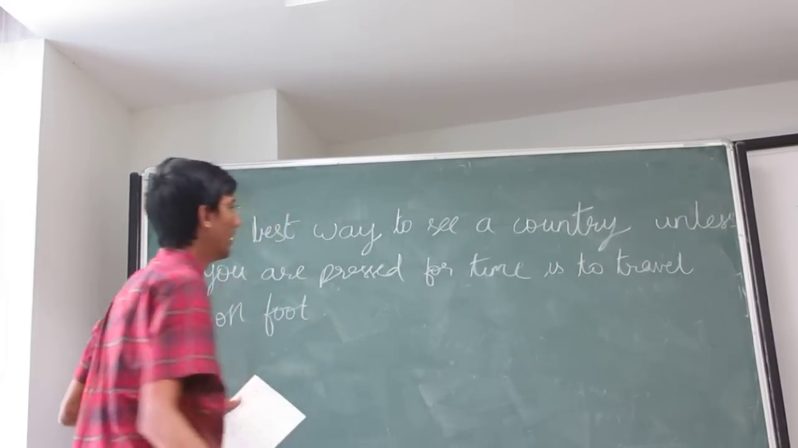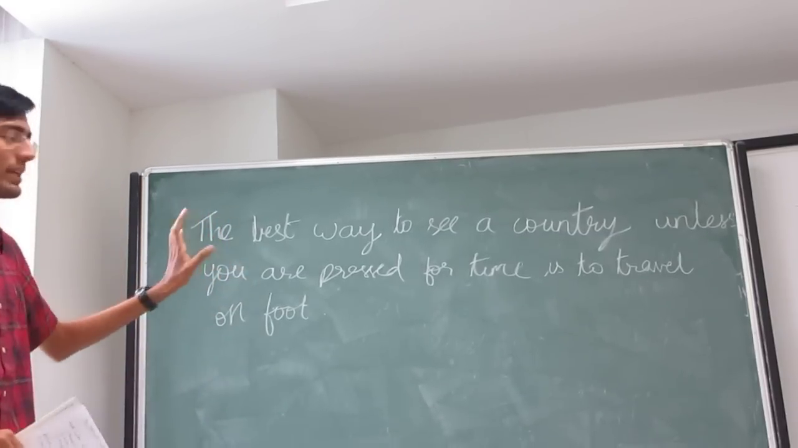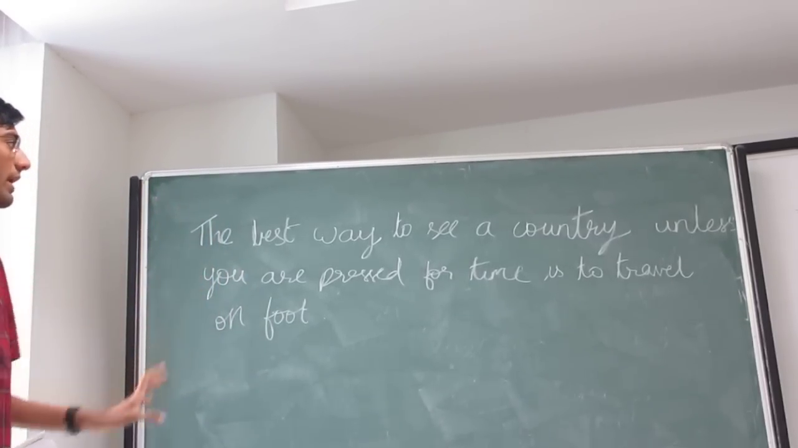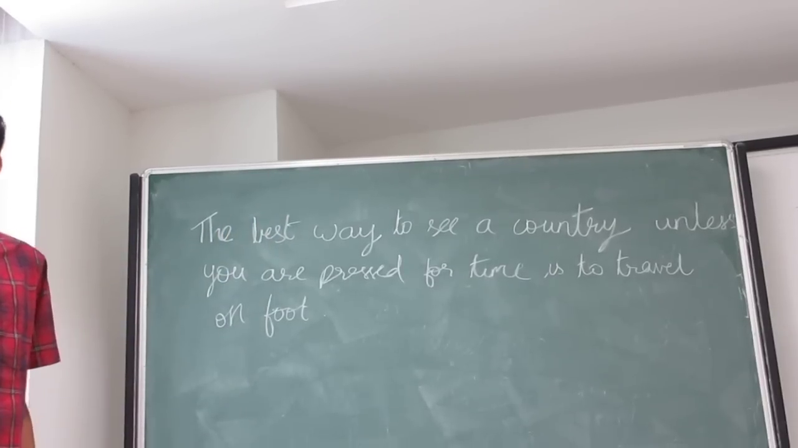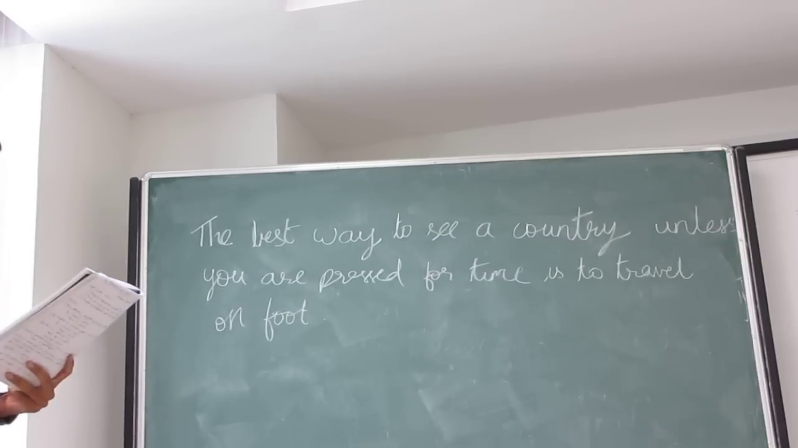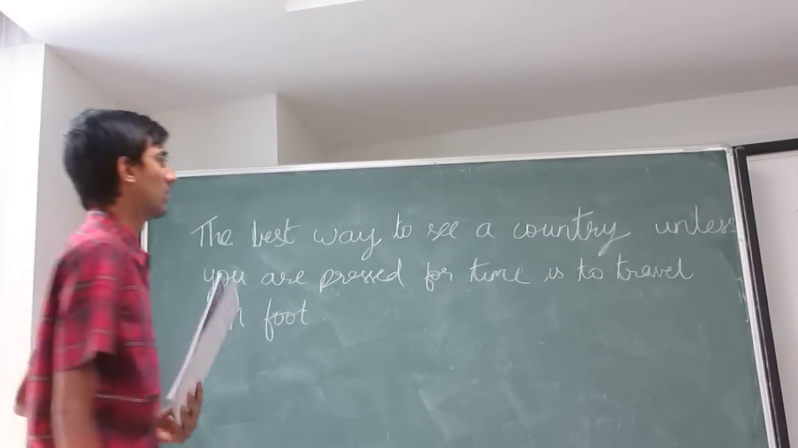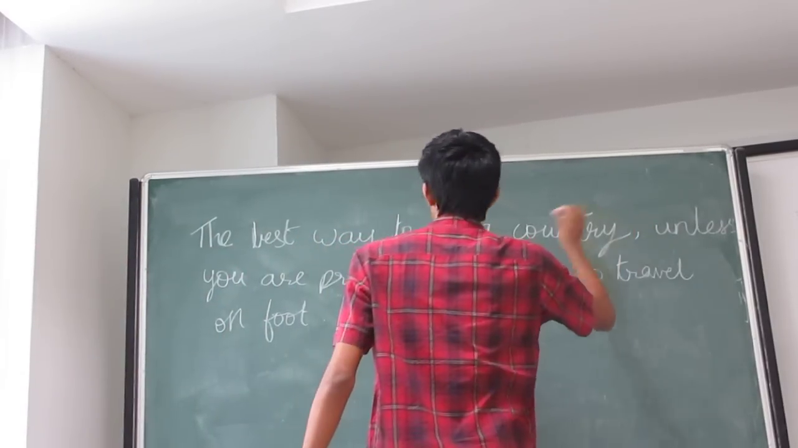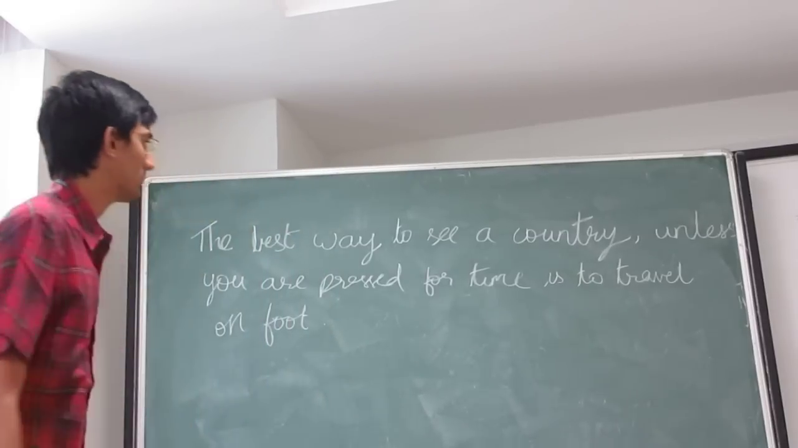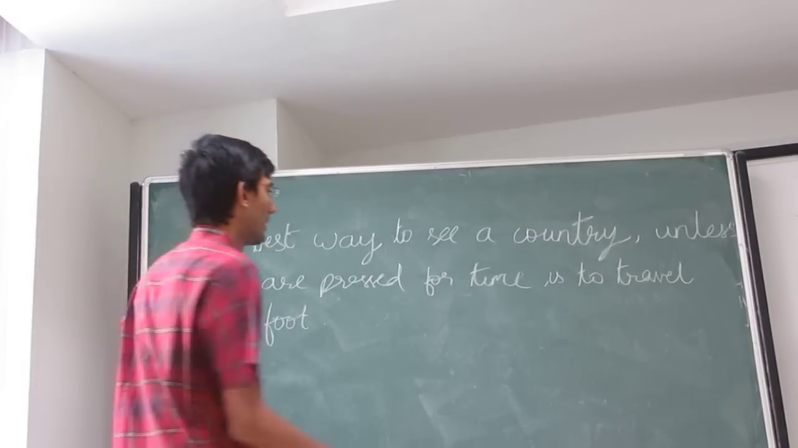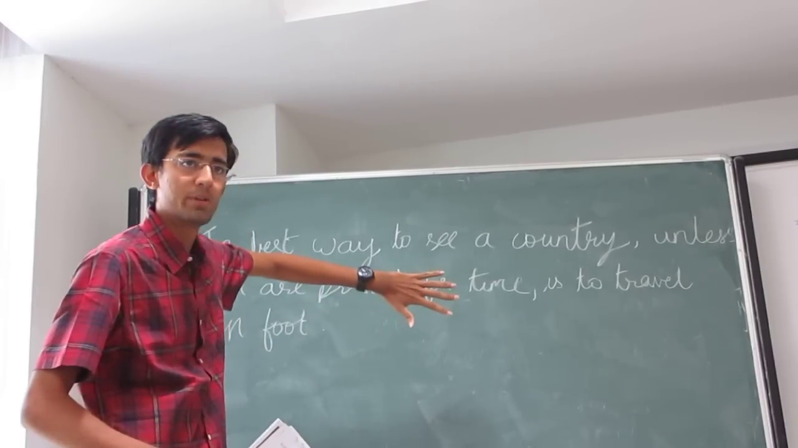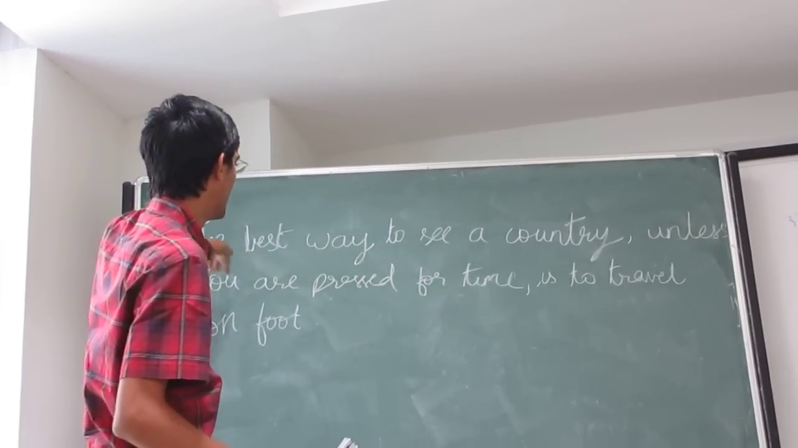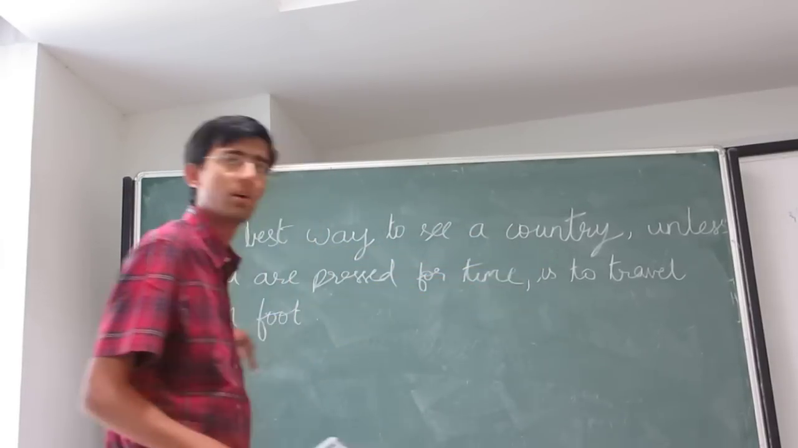This is a sentence. So basically, wherever you have a parenthetic expression, use commas before and after. Can you tell me in this sentence where I should use commas? After country. The best way to see a country, unless you are pressed for time, is to travel on foot. See, even if you ignore the words between the commas, it still makes sense. The best way to see a country is to travel on foot.